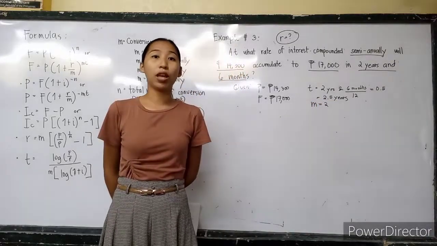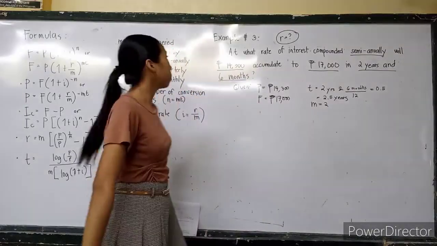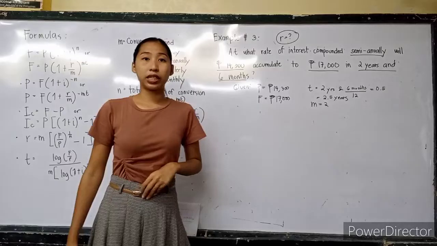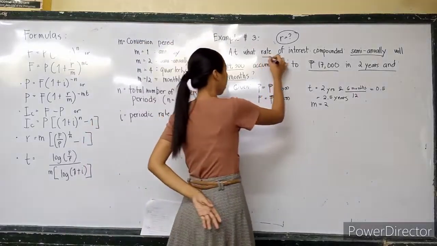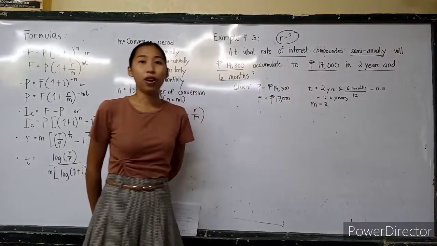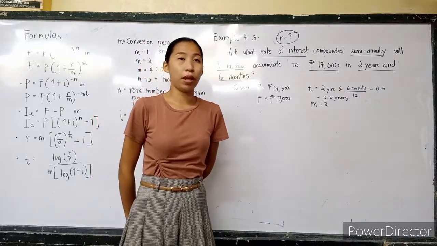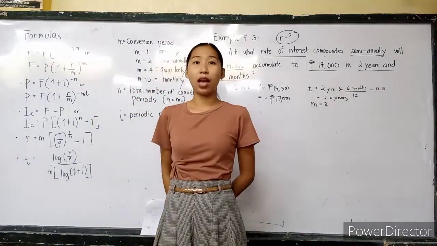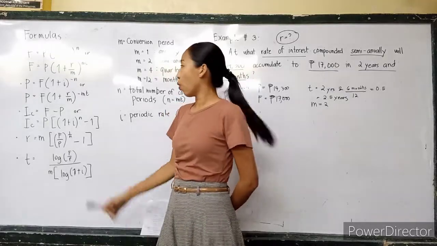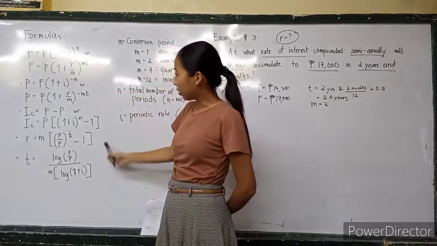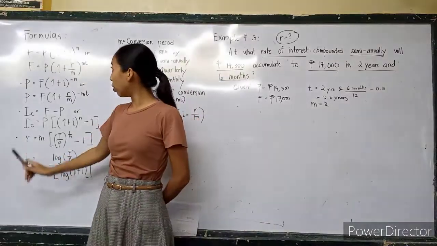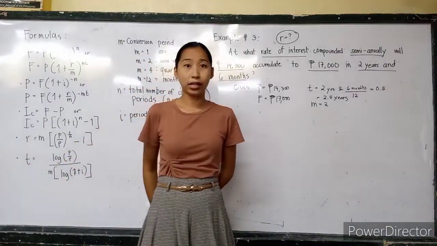Pero in this problem, what are we looking for? So, gipangita, at what rate of interest? Therefore, our R is asked. No, R is asked in the problem. So, in this case, we're going to choose which formula ang ato ang magamit, no? So, sa atong makita din isa lang dira ang formula for rate. This one, no? Kaya nasa second to the last part.